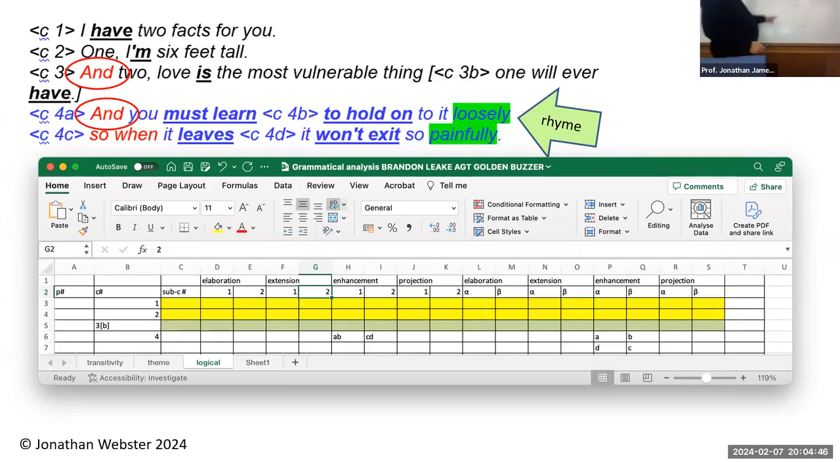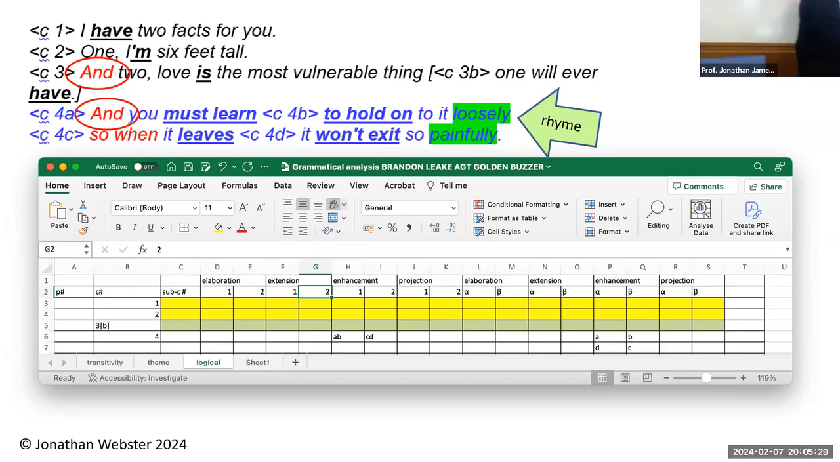Okay, I wanted to clarify one thing about the logical part here. Especially notice that you have two conjunctions, right? So how does that relate then to the structure like we see here? Well, we've said enhancement. A, B, which was, and you must learn to hold on to it loosely. So what follows here, when it leaves, it won't exit so painfully. These two clauses, C and D. So you'll notice we put it as a kind of enhancement, so as paratactic. It's enhancement because it means as a result, all right?